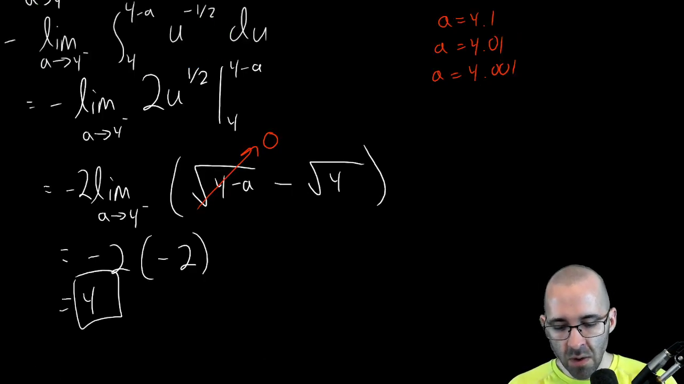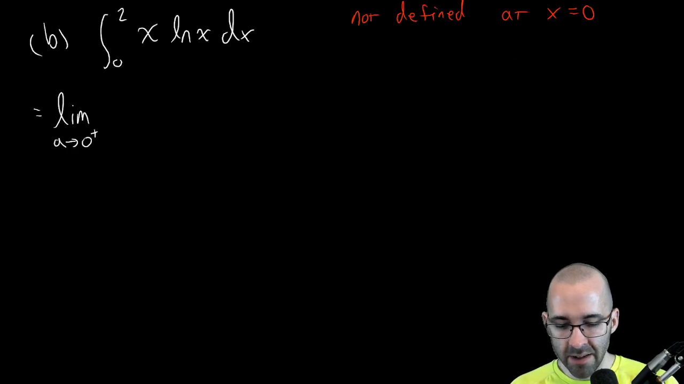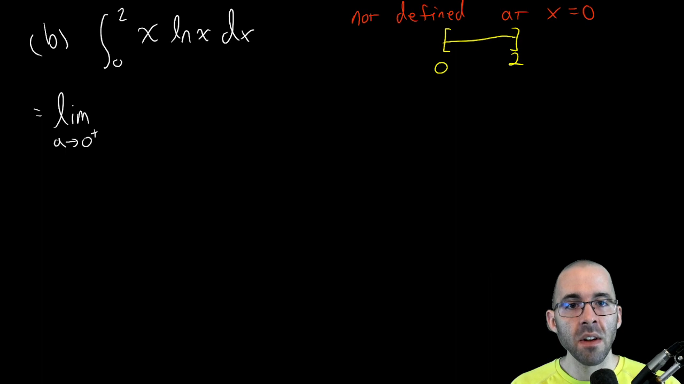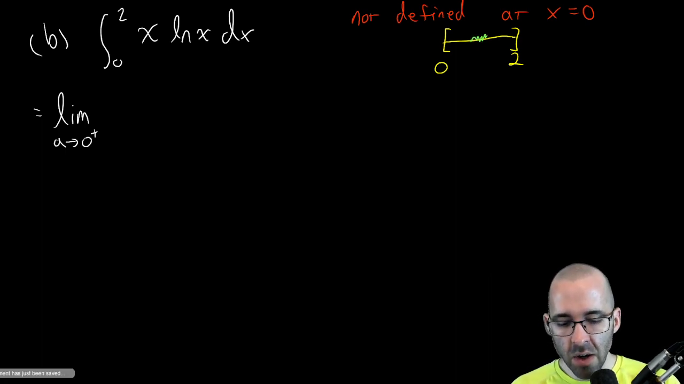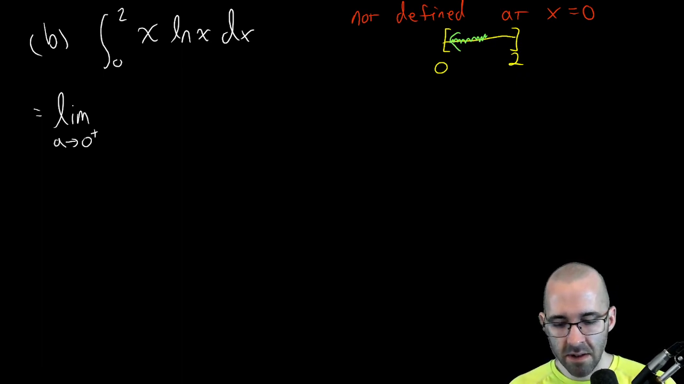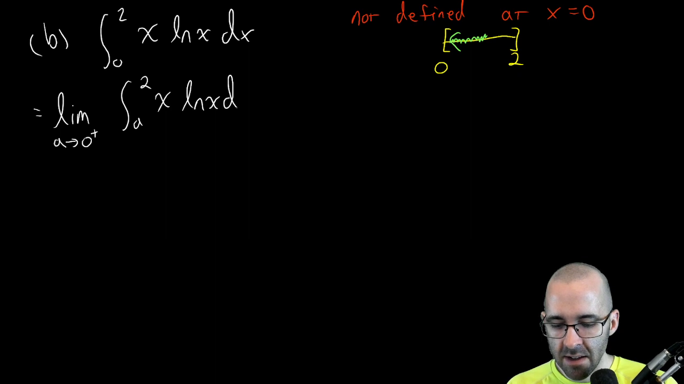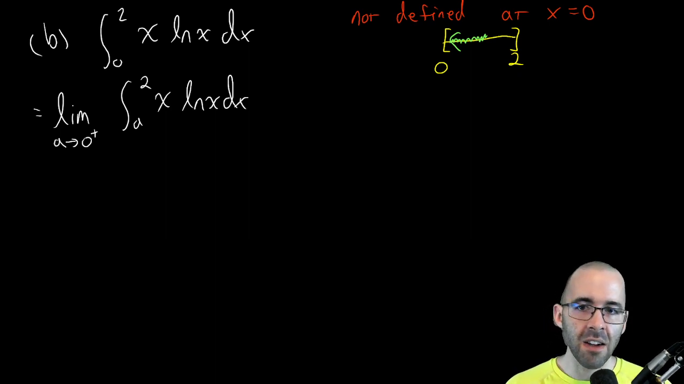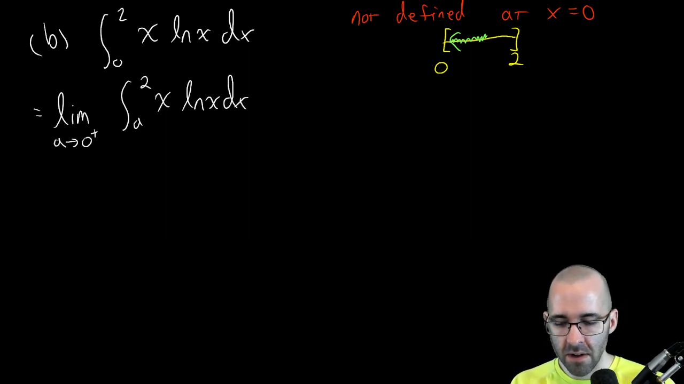Here, we're looking at the interval from 0 to 2. We can't touch 0, but we can approach 0 from the inside of the interval. We can approach 0 from the right. Integral from a to 2 of x ln x dx. Let's go off to the side and calculate this antiderivative.